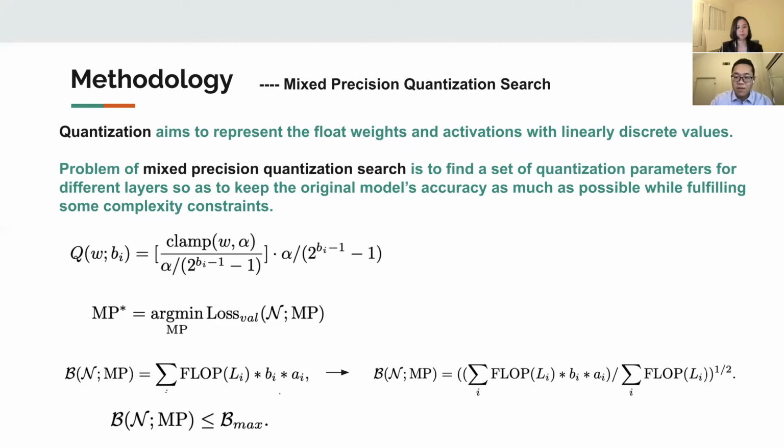Cast the problem into an optimization problem. We have MP denoting a mixed precision configuration for network N. The loss function is to obtain the loss on the validation set. By this process, the updated MP is obtained. Besides, we usually have additional requirements about complexity and memory consumption. We introduce a BOP formulation, where FLOP is the number of floating point operations in layer L. For convenience, this paper refers to BOP as the average bit operations, as formulated on the right side. And this BOP needs to be bounded by an upper bound constraint, Bmax.